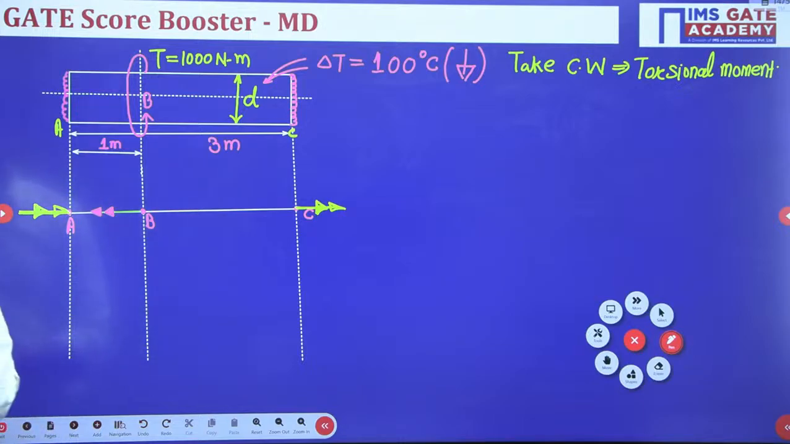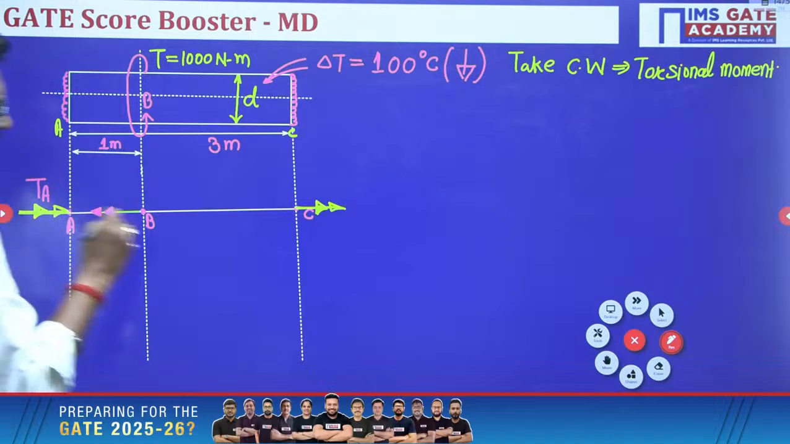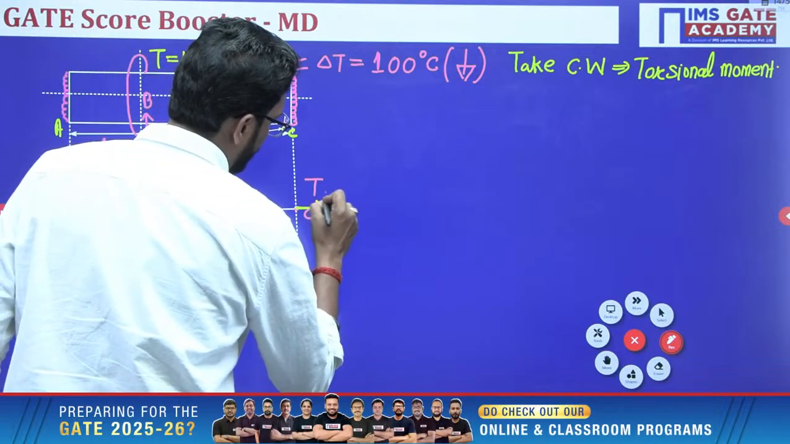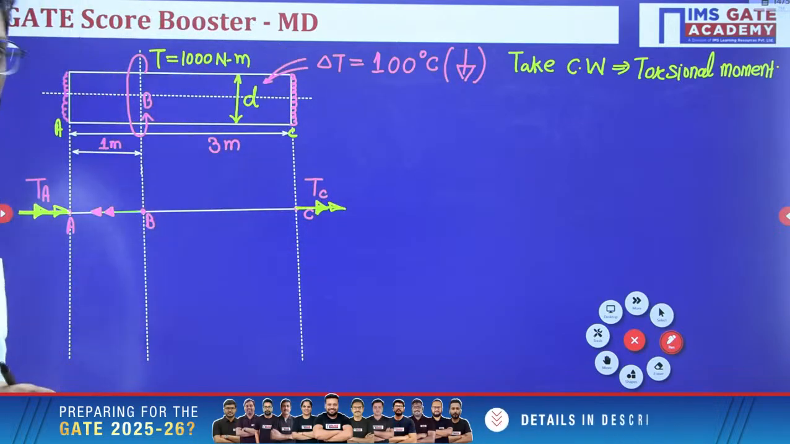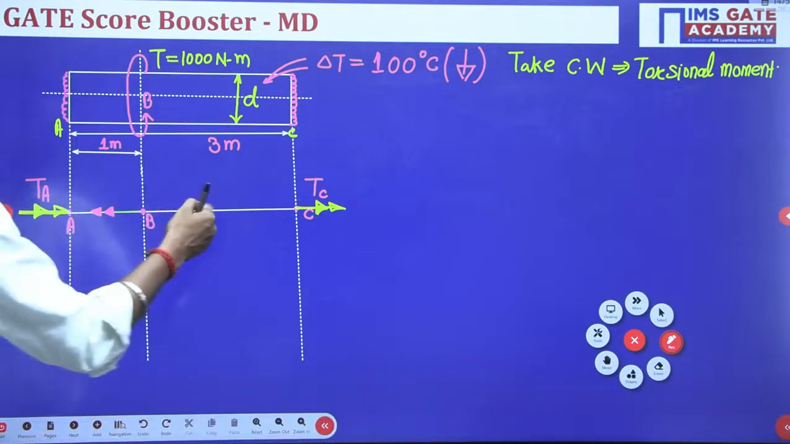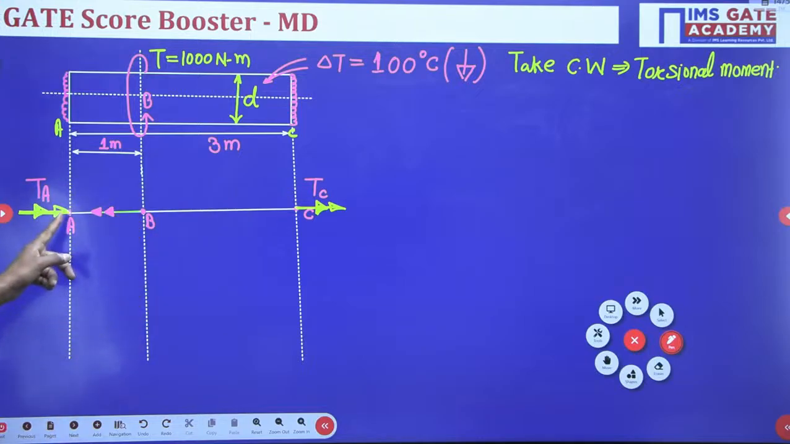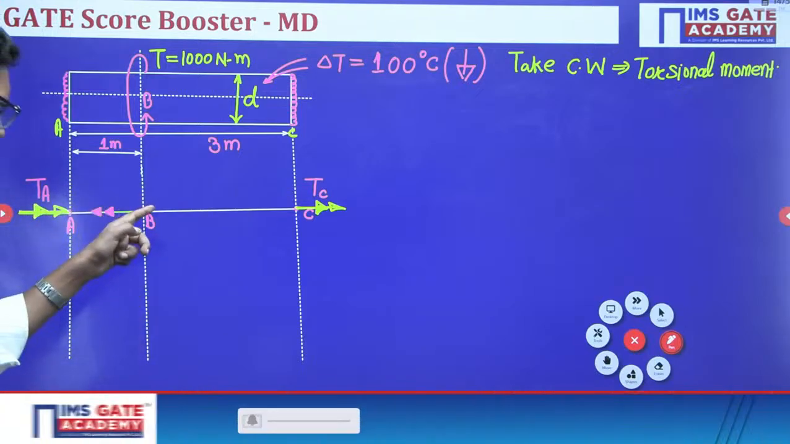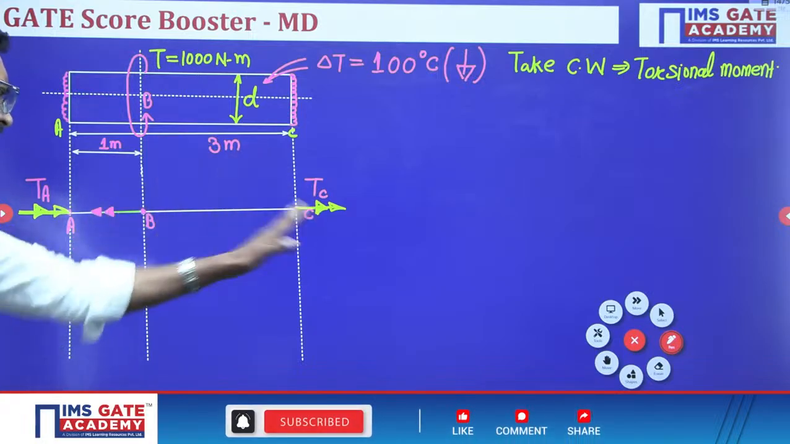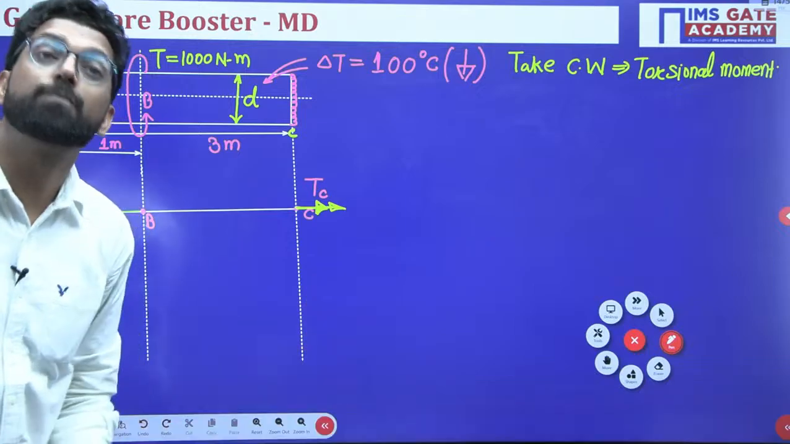So what are these reactions? There is TA and there is TC. The reactive torques must balance. One is towards A, and on the other side it is away from B, so away from C, so that it is balanced.